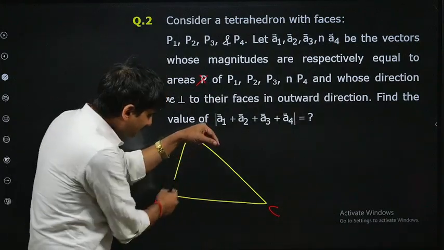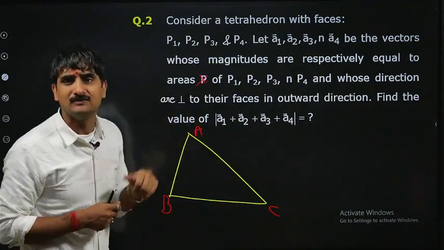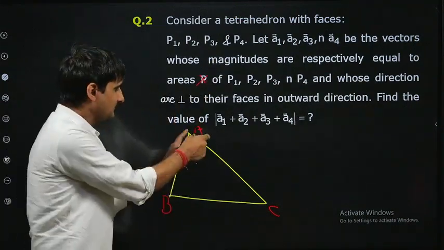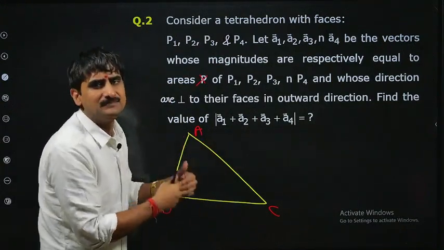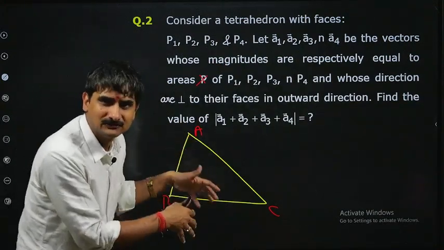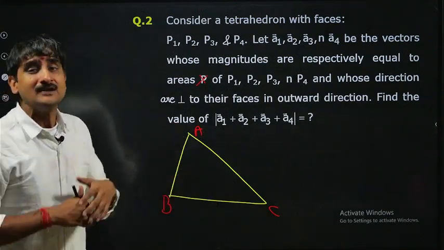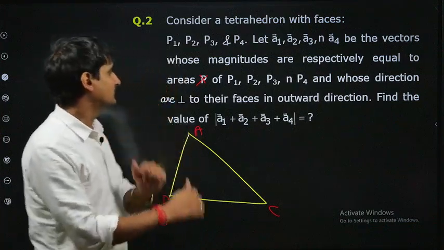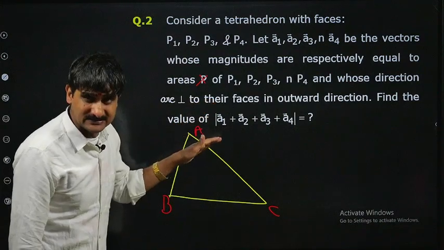Now area of this triangular face P1 is represented by the magnitude of, let's say, vector A1. Similarly, area of this face of the triangle OAC, P2, is represented by the magnitude of vector A2. Likewise for the third one, and likewise for the base, this triangle ABC, its area is represented by the magnitude of vector A4. So that's what we are assuming, whose directions are perpendicular to the faces.